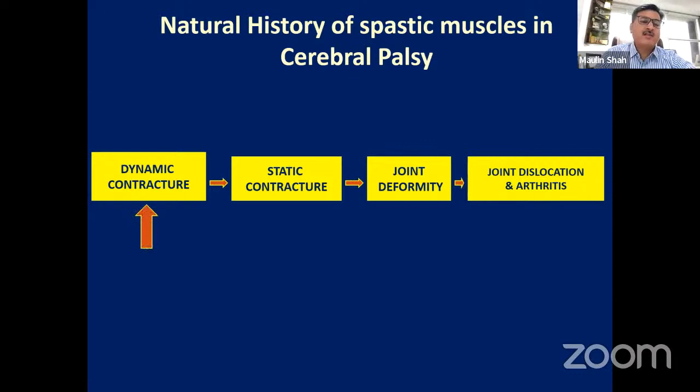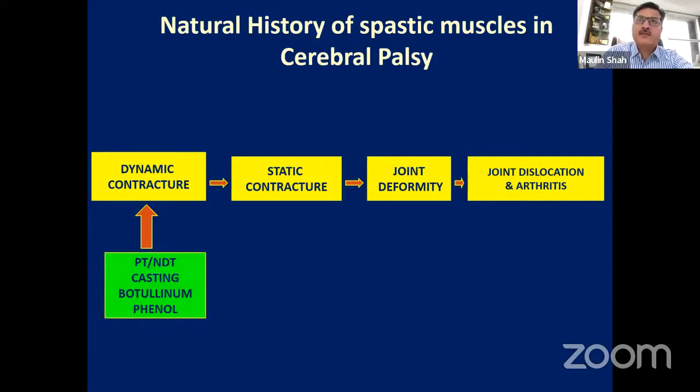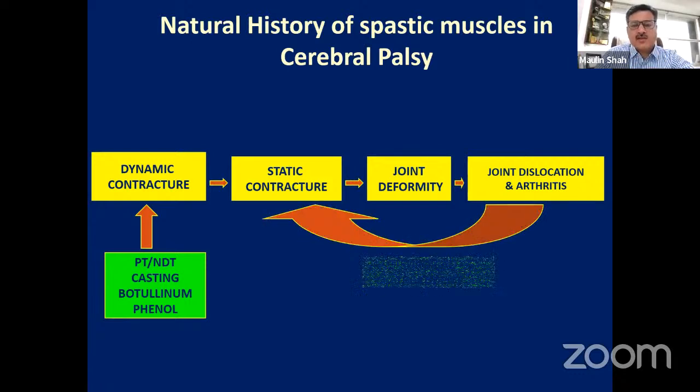to alleviate the gait deviations. Till the phase of dynamic contracture, we know that physiotherapy, neurodevelopmental therapy, and botulinum and phenol injections help relieve this. But once the static contracture sets in, these treatments would not work, and you have to consider surgical intervention.